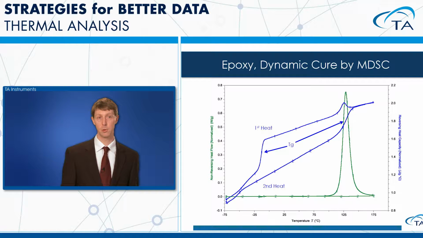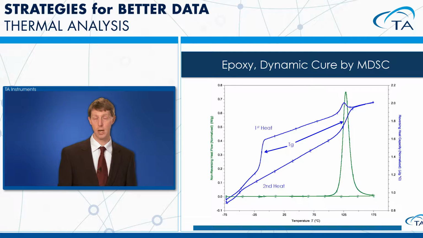Once we get up to temperatures closer to above 100 degrees, you can see that we start to see an exotherm show up in our non-reversing heat flow. And so that exotherm that shows up there is actually the energy that's being released during that cross-linking component. But there are quite a few events that take place in that range there.